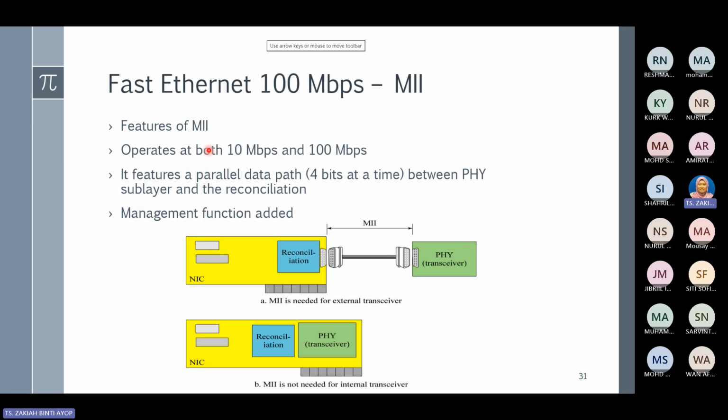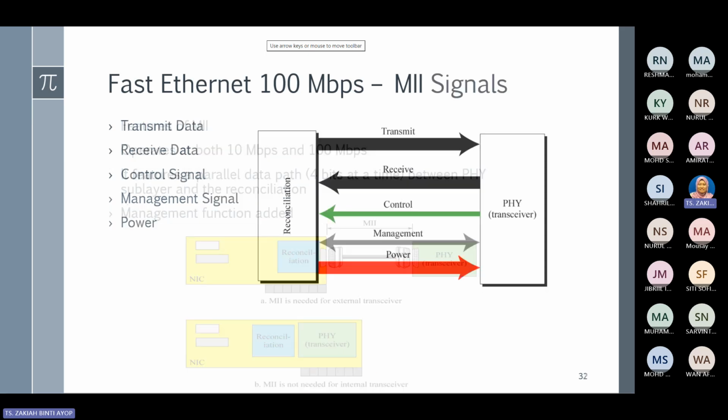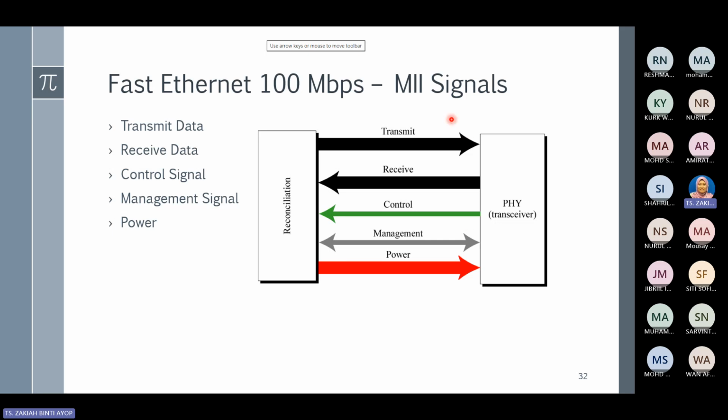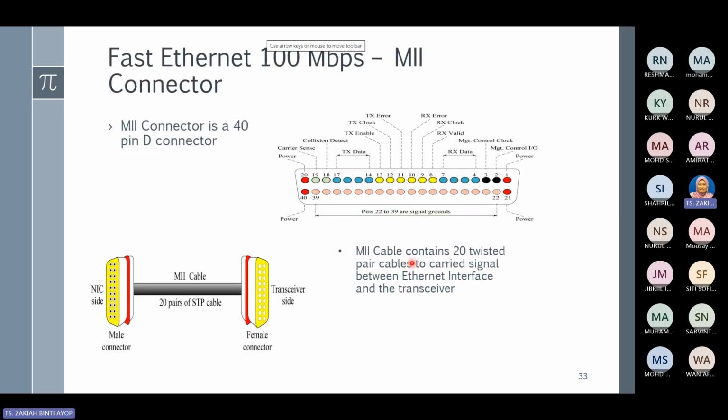Okay, MII features. It operates on both 10 megabits per second and 100 megabits per second. It features a parallel data path of 4 bits at a time between the PHY sublayer and the reconciliation sublayer. Okay, so if it's an internal transceiver, MII is not needed. So what is inside the MII signal? It has signals for transmit, receive, control, management, and also power.